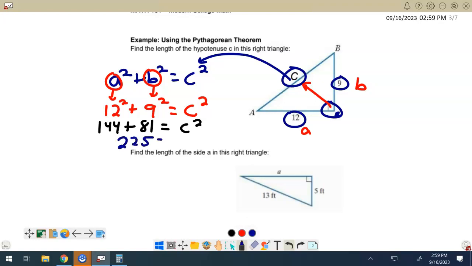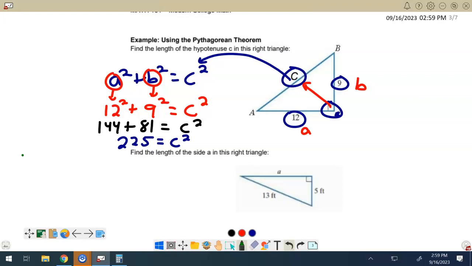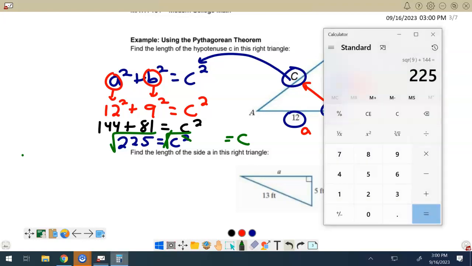We get 225. And then to find the value of C at this point, we have to get rid of that power of 2. I don't know that we've had this conversation in this class yet, but what cancels out a power of 2 is a square root. So I will apply the square root to the C squared. That square root will cancel out that power of 2, and I'll just get C by itself. But if I take the square root of the right-hand side, I have to also take the square root of the left-hand side. So I get the square root of 225.